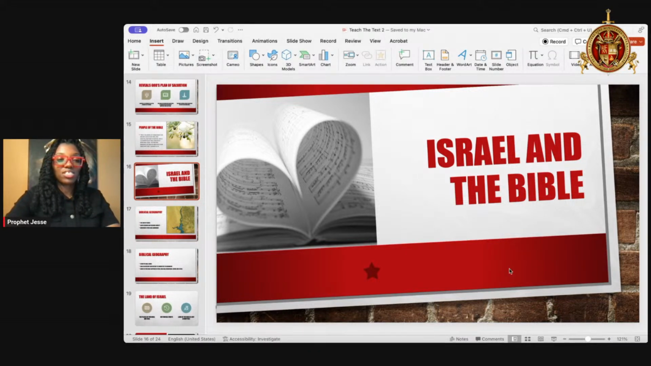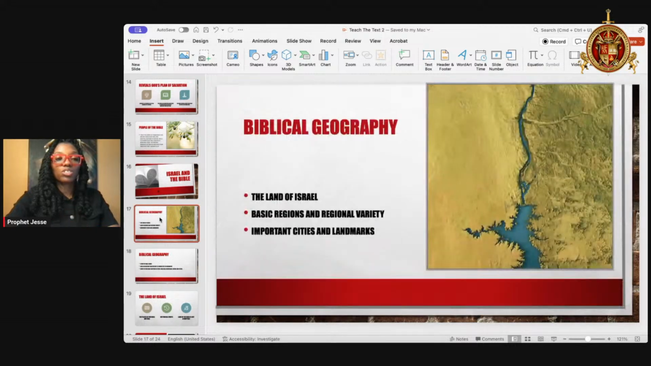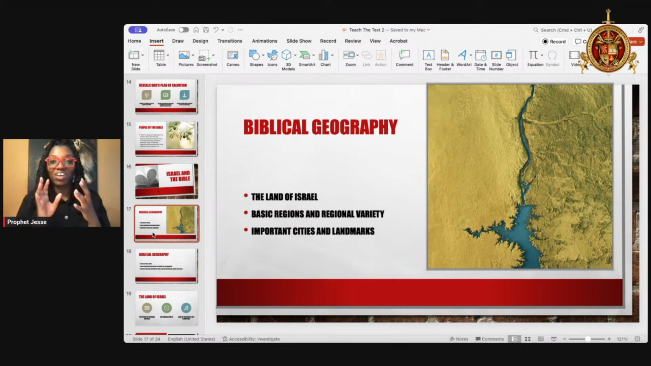So let's go. This is slide one. Biblical geography: we will talk about the land of Israel, basic regions and regional variety, and the importance of cities and landmarks. Even though Israel is very small, there's a lot of information when it comes to this particular place. So we're going to talk about the variety that Israel has. It's very interesting. There are desert lands, hills, and forests. There are so many dynamics to this small place.